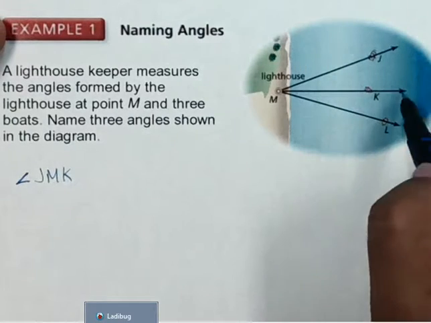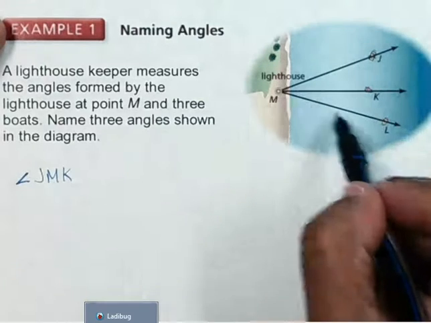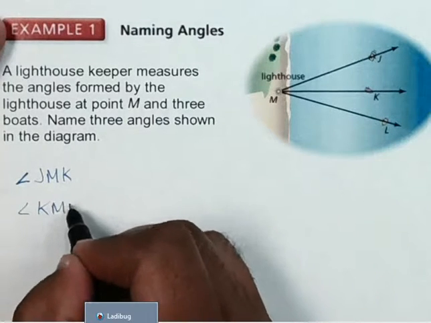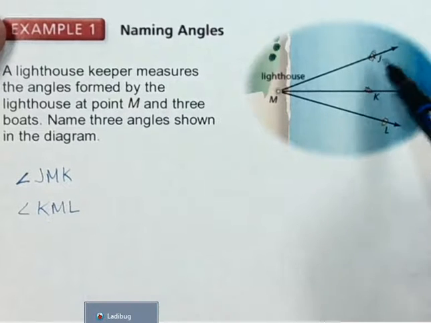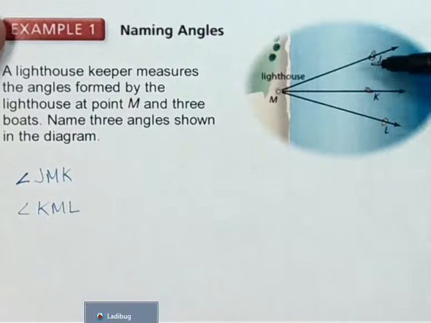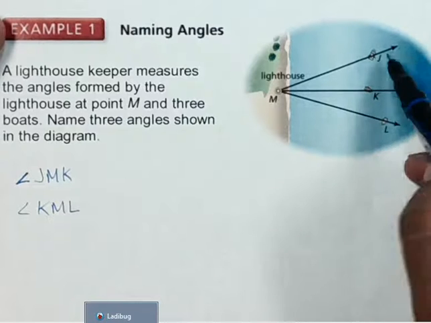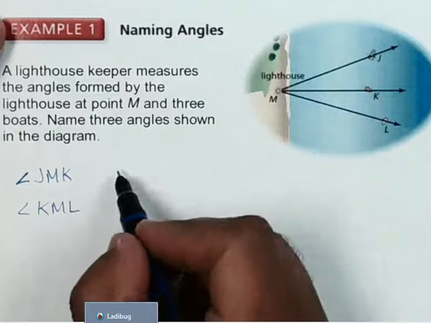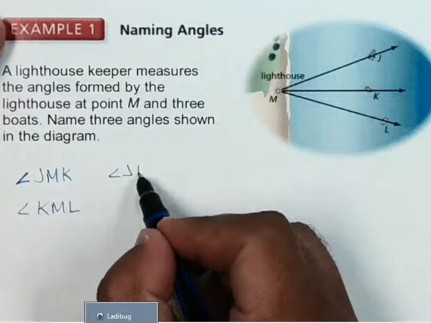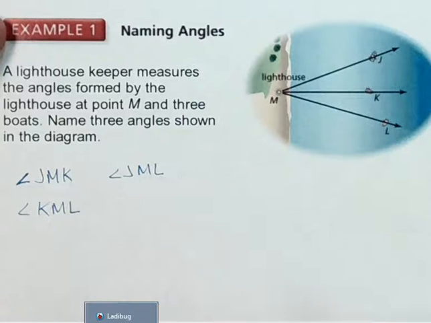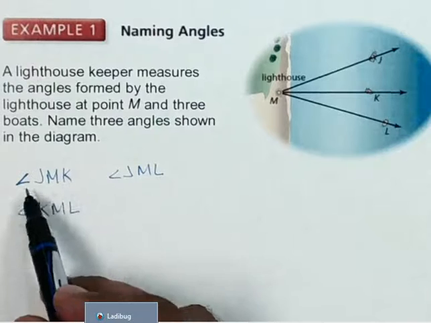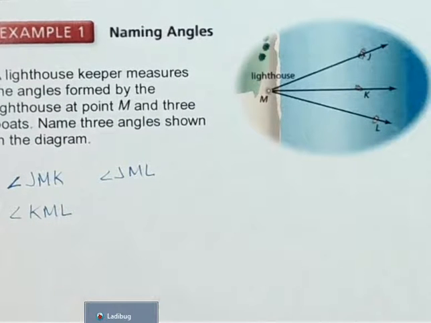Okay. The other angle I could use is if I use boats K and L, so I would call this angle K, M, L. So when I'm using the 3 points, I can tell the angles apart. Now the third one is if I look at these outside rays here, I would use angle J, M, L. Now again, I could go backwards. I could call this angle KMJ. That would still be the same angle.